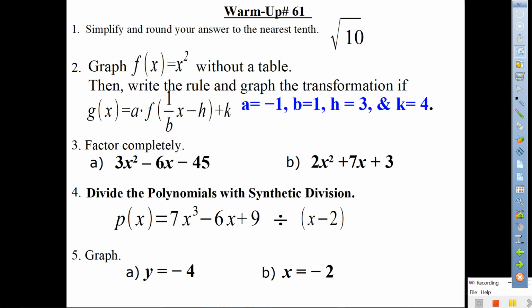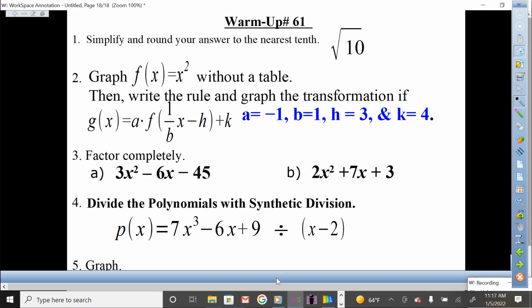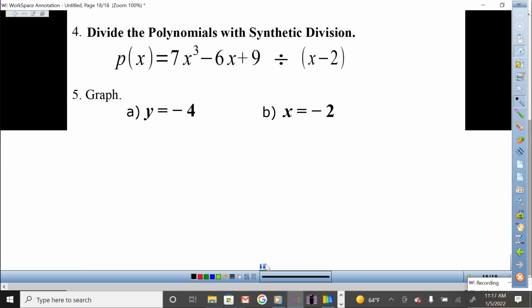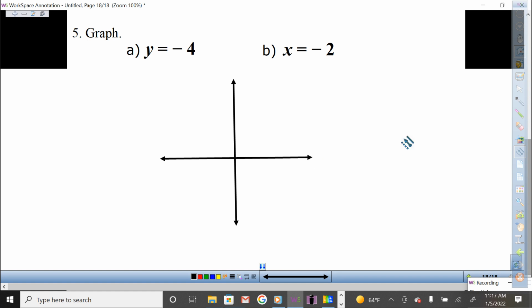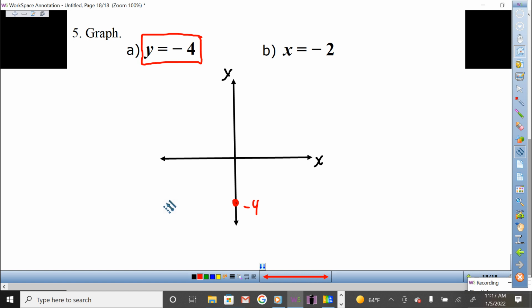And the last one, number 5. Go to number 5. Graph. They're straight lines. So first get your coordinate plane. Label this. This is my y. This is my x. And I'm going to graph the first one, which is part A. Y equals -4. So where's y, -4? Here's my y-axis. -4 is down here somewhere. And there's a line going straight through that point. And there it is.